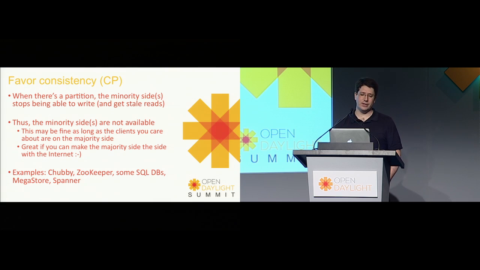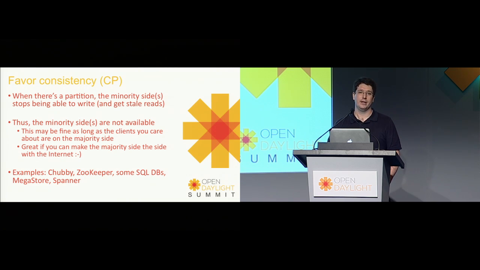So good examples of this are every system Google has built, so Chubby, Megastore, and Spanner, and Zookeeper, which is a clone of Chubby, and most SQL databases that are running in clusters have a mode which does this. It turns out, actually, most of the time they don't run in that mode, but that's a whole separate thing. But systems that want to have strong consistency do this. These are the systems that exist.